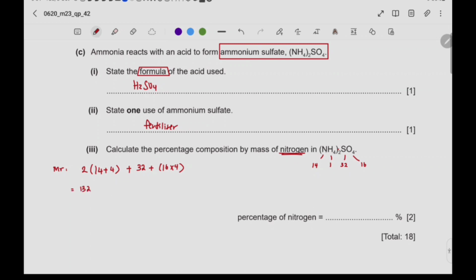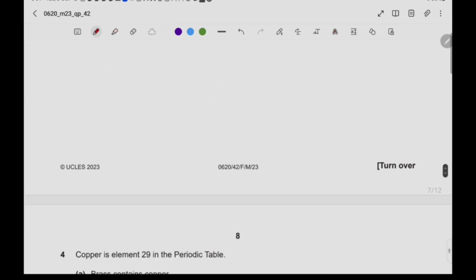So nitrogen itself, there are 2 nitrogen inside. Please take note, there are 2 nitrogen, don't just take 1. So there are 2 nitrogen over (NH4)2SO4. So 2 times 14 divided by the total of 132. The answer should be 21.2%. It's quite low, to be honest.